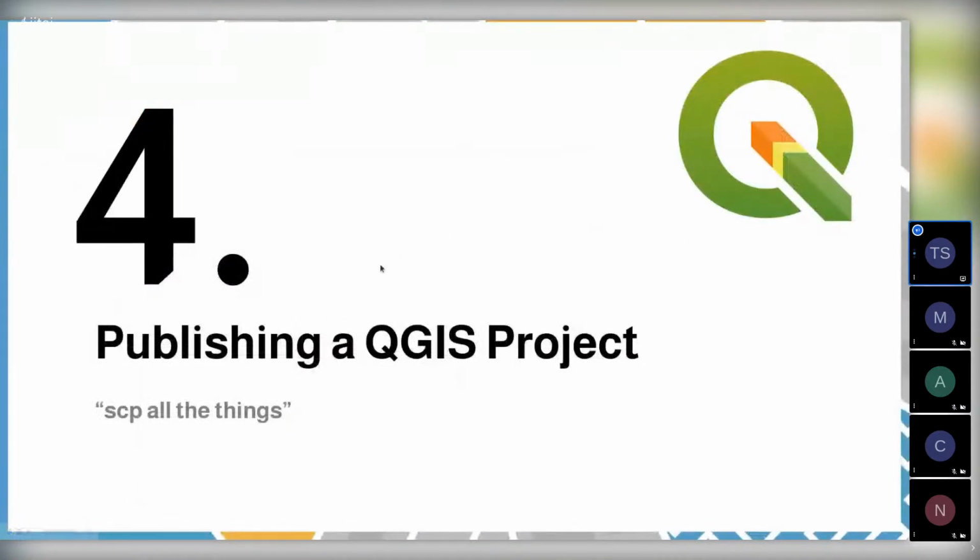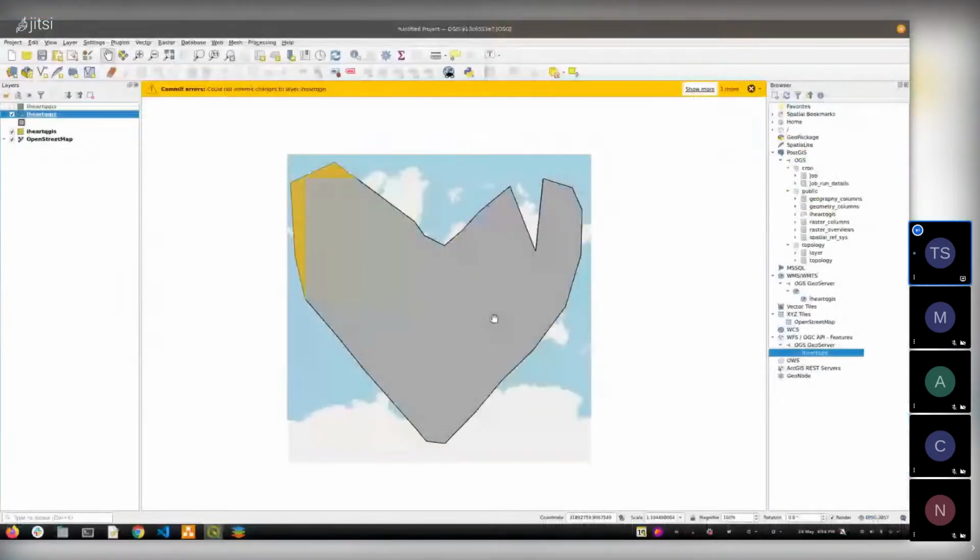Let's go to see how we can publish a QGIS project on the web. So that is not just a layer through PostGIS, but a whole QGIS project. And to do that, we're going to use SCP, which is secure copy. And we run in the stack an SCP server on port 2222.